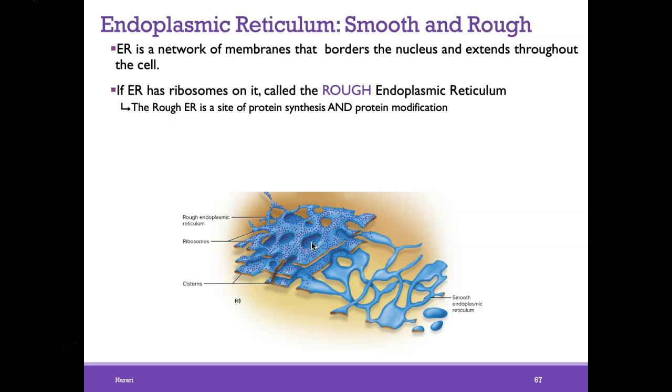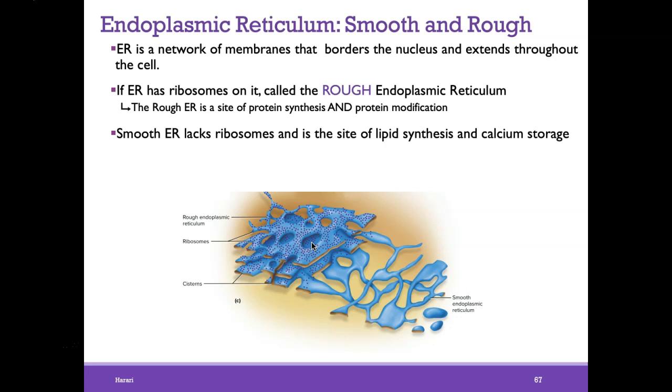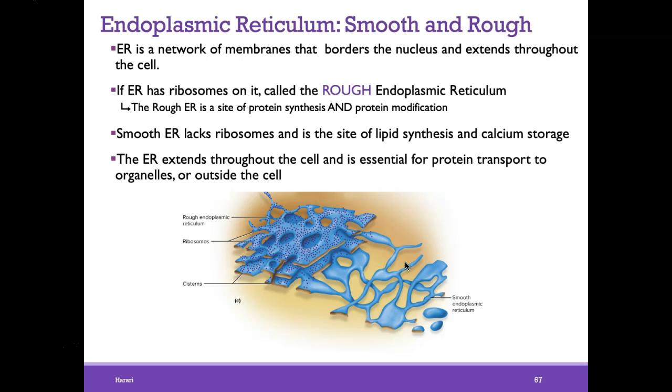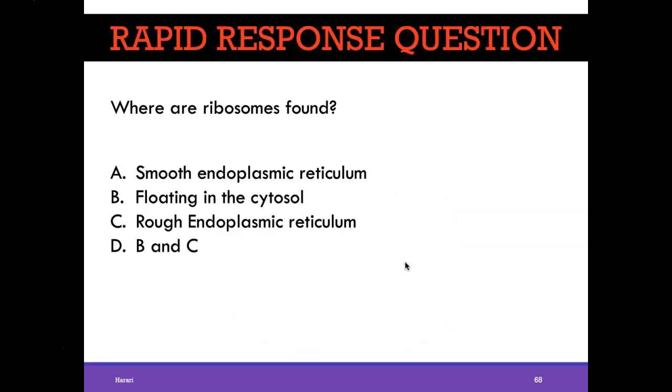Proteins also get modified on the rough endoplasmic reticulum. The smooth endoplasmic reticulum is the site of lipid synthesis, and it does not have ribosomes. So the smooth ER is smooth, it does not have any ribosomes, and this is the site of lipid synthesis. It is also where calcium is stored in certain types of cells, like muscle cells. Muscle cells store calcium in a modified endoplasmic reticulum called the sarcoplasmic reticulum. And the endoplasmic reticula extend throughout the cell and is essential for protein transport throughout the cell and to outside of the cell. So pause here and answer this question.